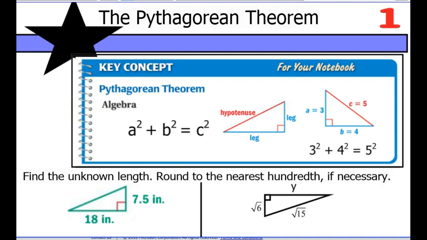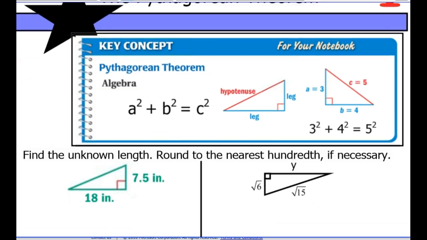Today we are going to be doing Pythagorean theorem and exponents. Now we're going to start off with Pythagorean theorem because we haven't learned this before. This is going to be something new. What Pythagorean theorem means is a squared plus b squared equals c squared. This is going to have to deal with triangles, right triangles.